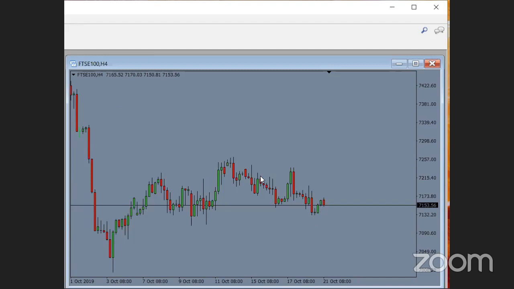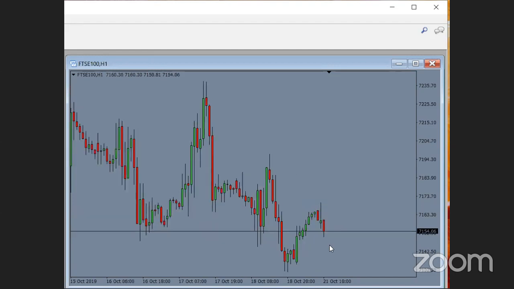So we've got everything technical saying take the short on. Now this hourly switches things up a little bit. It depends on what we consider this area to be. If we consider that we've got a higher high, then we might get this higher low here. So this technical picture needs to unfold a little further.